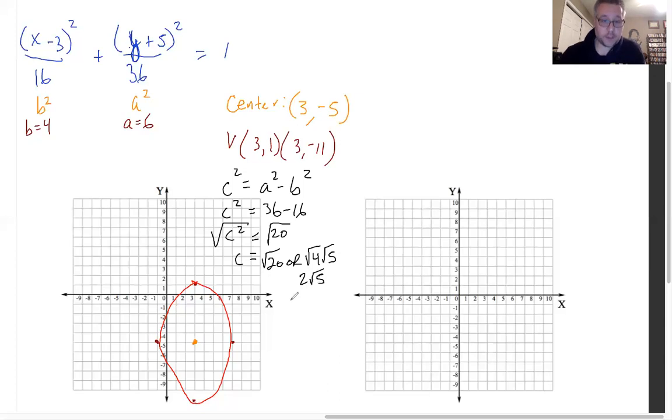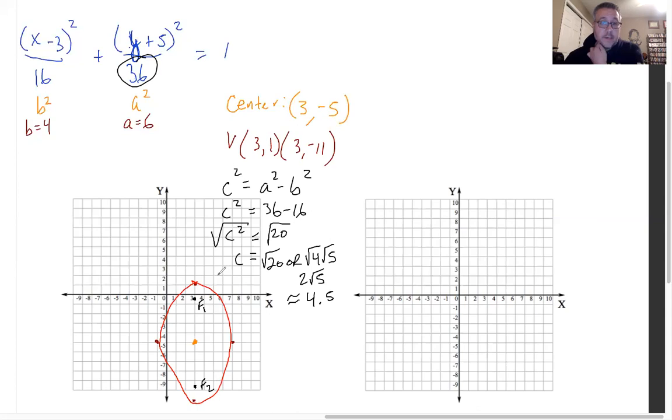Now, 2 root 5, I don't really conceptualize that distance. So if I do 2 root 5, or root 20, into my calculator, we get 4.5-ish. So now I can conceptualize that. 4.5 would be 1, 2, 3, 4 and a half vertically from the center of the ellipse, and then 1, 2, 3, 4.5 vertically from the center of the ellipse. Now, why vertically? Well, that was because y was the major way, because it has the larger denominator.